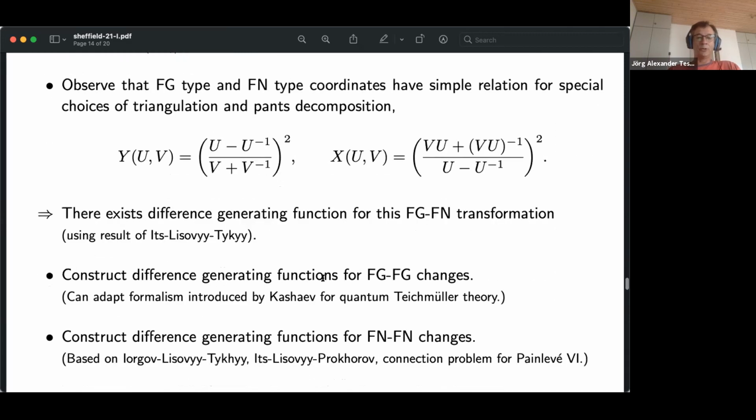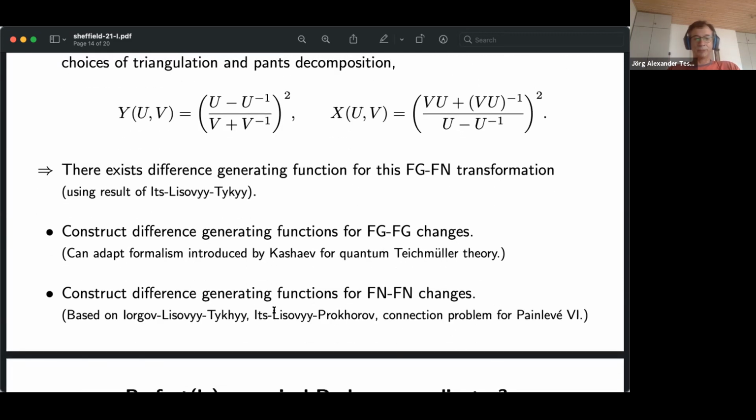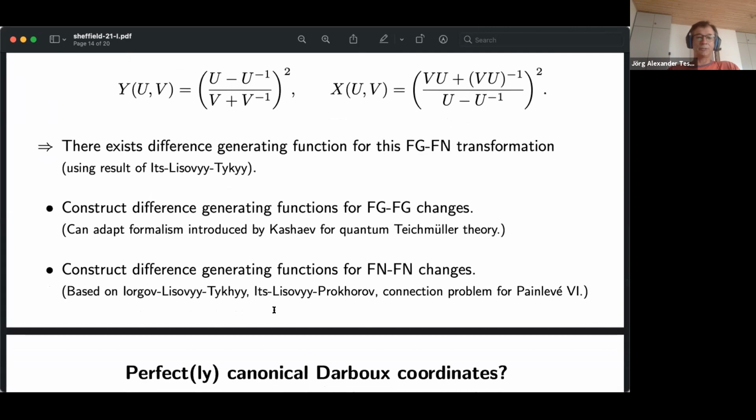Well, and then you need to go on. Then you need to construct the most general difference generating function for Fock-Goncharov. That's not explicitly written yet, but we can draw on experience from the context of quantum Teichmüller theory, because this gives a nice formalism for how to organize things, and that should carry over without any serious difficulty to this case. So this gives Fock-Goncharov to Fock-Goncharov.